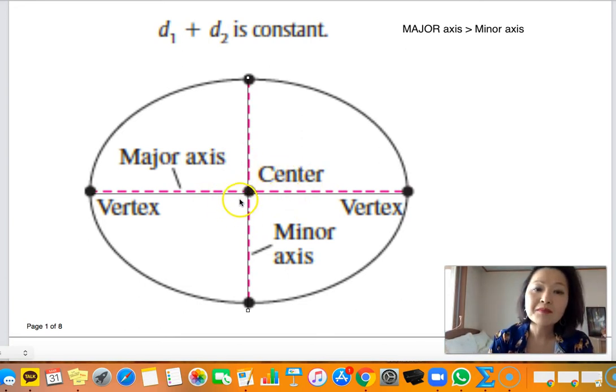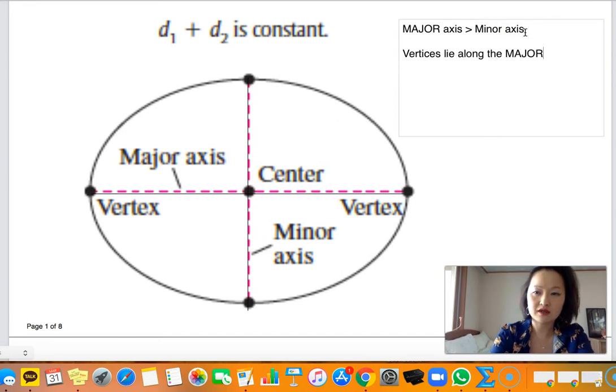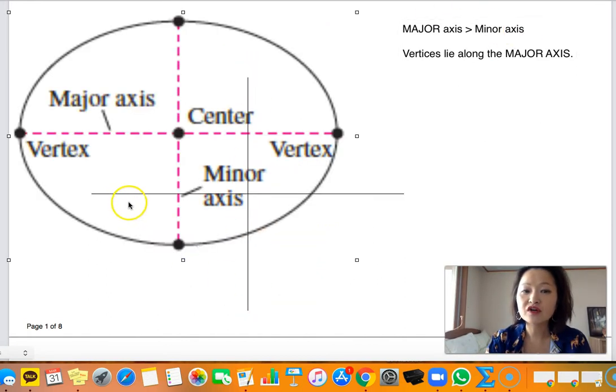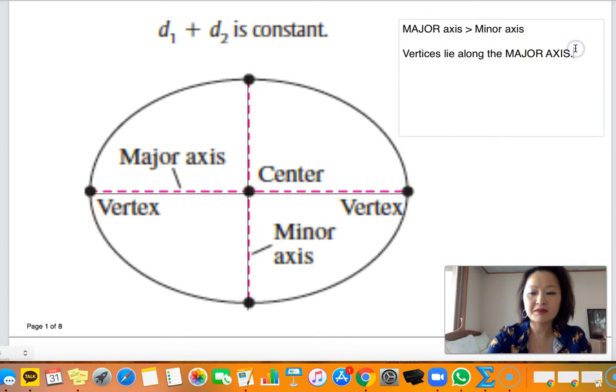Now, I meant the vertices. You see the vertices here? Let's write some more. The vertices lie along the major axis. I know that there are endpoints on the minor axis as well. However, the vertices only occur on the major axis. Maybe I should write here, only.